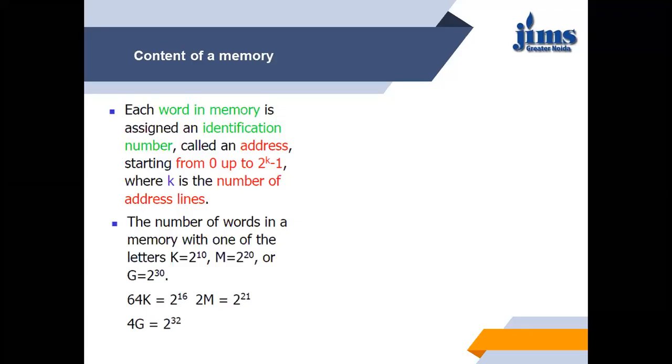The number of words in a memory: K equals 2 raised to power 10, that means 1K; M equals 2 raised to power 20, that is mega; G equals 2 raised to power 30. So if we have 64K, then it is 2 raised to power 16. 2M means 2 raised to power 21. If we say 4G, then it is 2 raised to power 32, because G is 2 raised to power 30 and 4 equals 2 raised to power 2. So these are the memory representations, showing how the size comes for a particular memory.